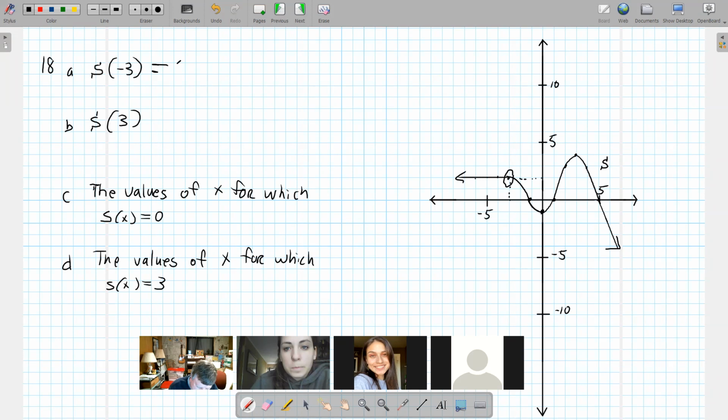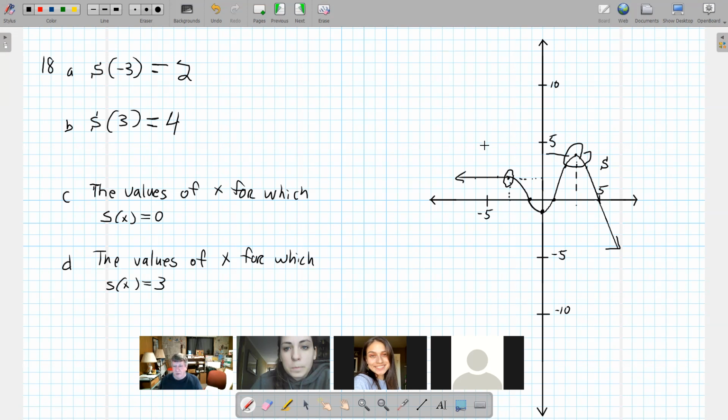Okay. Questions there? S of 3 equals what? So now, where on this graph is the input equal to 3? Right there. What's the corresponding y value? 4. Excellent.